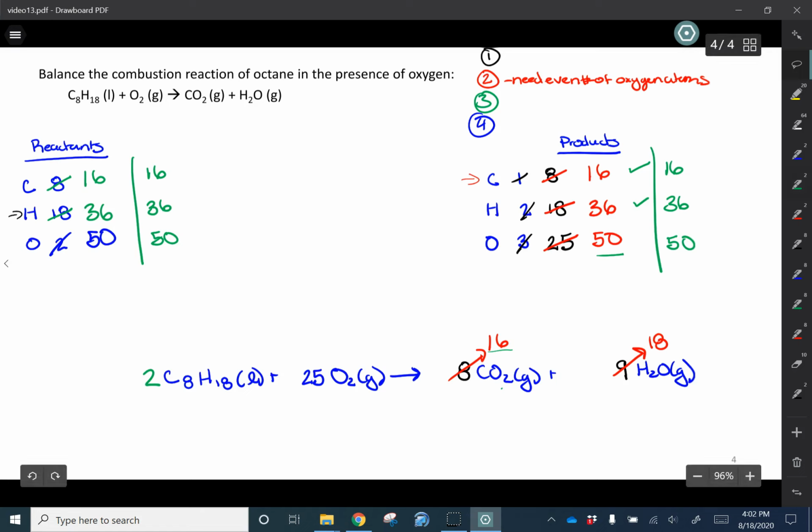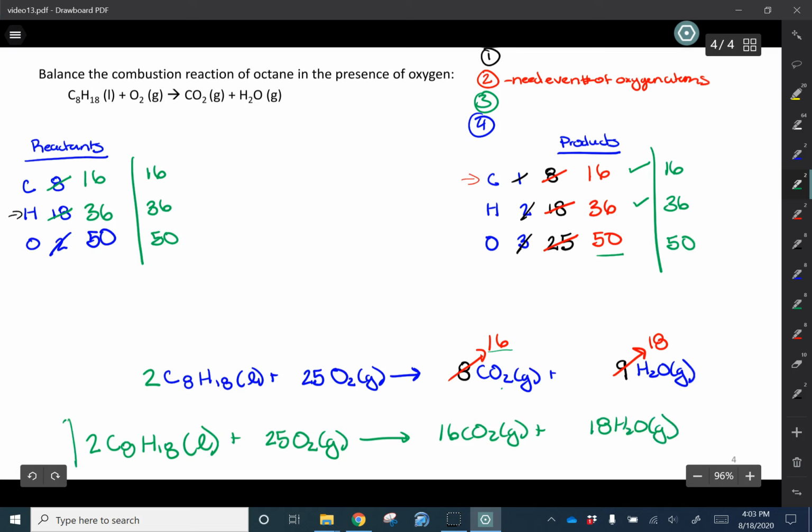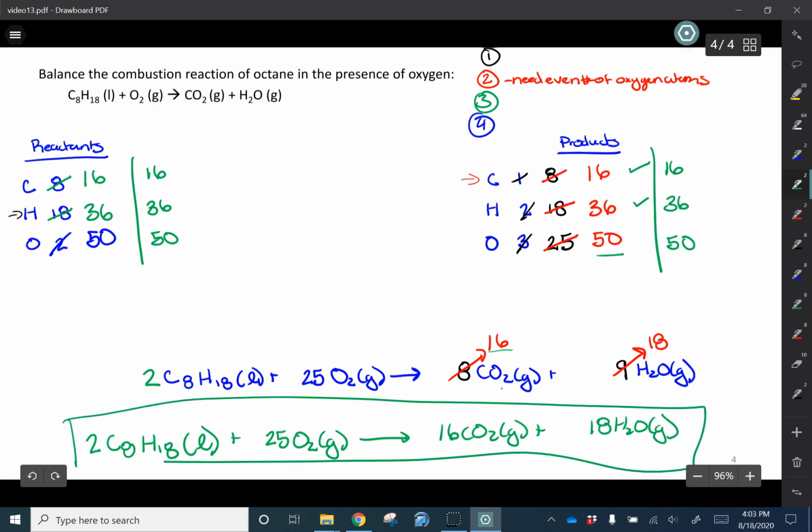So we are done with this, and let's rewrite it. 2C8H18 liquid plus 25 O2 gas goes to 16 CO2 gas plus 18 H2O gas. We are done.